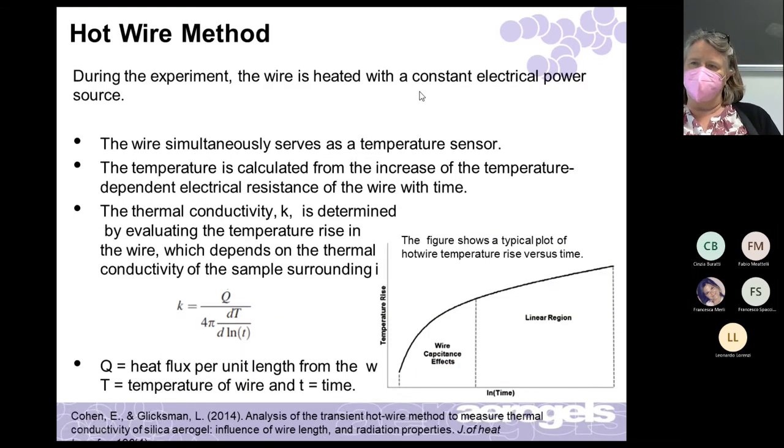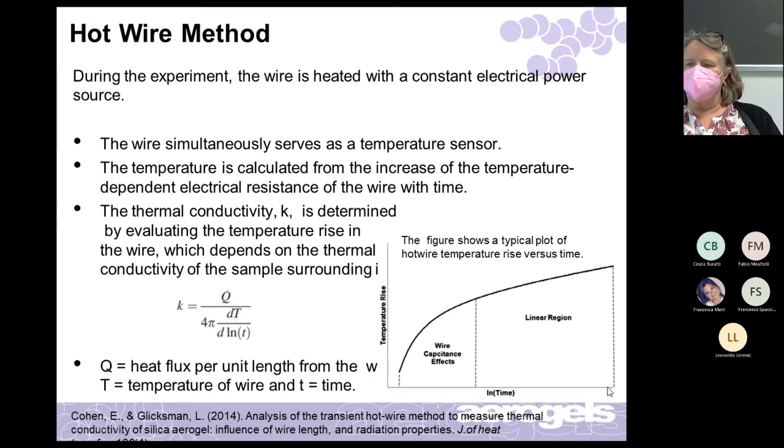The wire serves as a temperature sensor and also as the source of the energy that gets dissipated into the material. The temperature increase of the sensor is calculated from the electrical resistance. So you measure the electrical resistance of the wire with time and correlate that to temperature. This is a typical plot of hot wire temperature rise versus time. On the vertical axis is temperature rise; on the horizontal it's the log of time. It looks something like this.